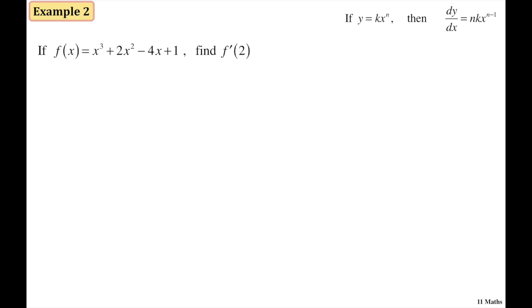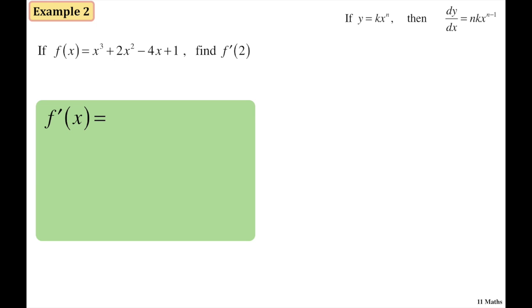Example 2 says f of x, which is another way of writing y. So f of x equals x cubed plus 2x squared, take 4x plus 1. We have to find the derivative when x is 2, f dash 2. Now we never find the derivative when x is 2 straight up. We find the derivative when it's x. We find f dash x. So in other words, we differentiate.